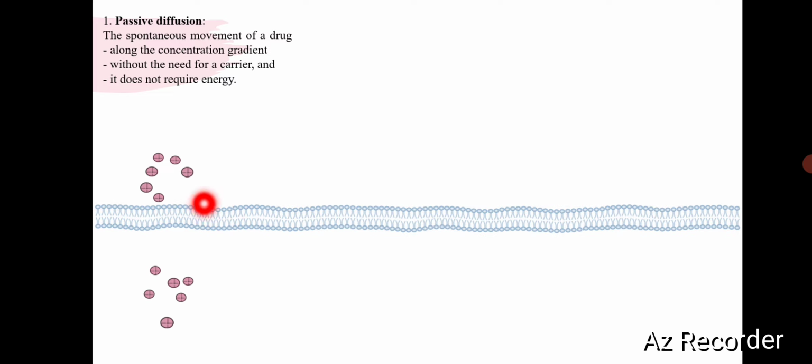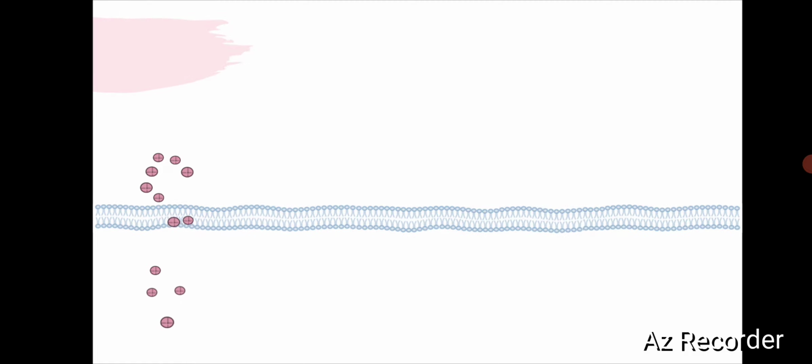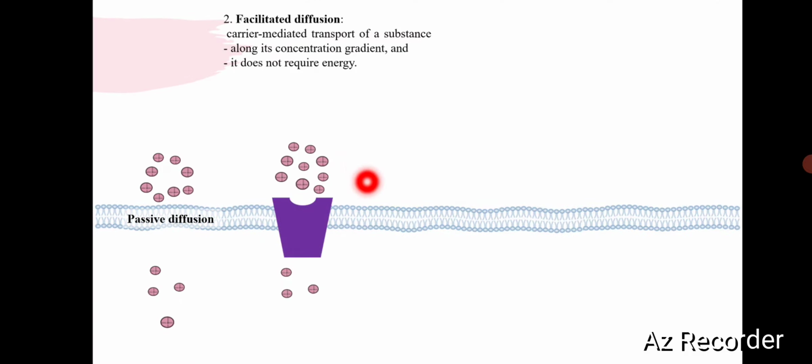Since the movement is along the concentration gradient, it does not require energy. Therefore, the rate of diffusion is directly proportional to the concentration gradient across the membrane. It is the process by which the majority of drugs are absorbed. Mainly lipid-soluble drugs get transported across the cell membrane by passive diffusion.